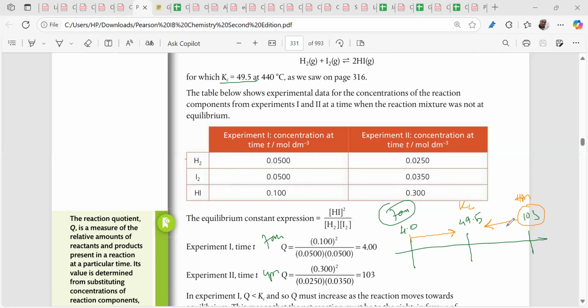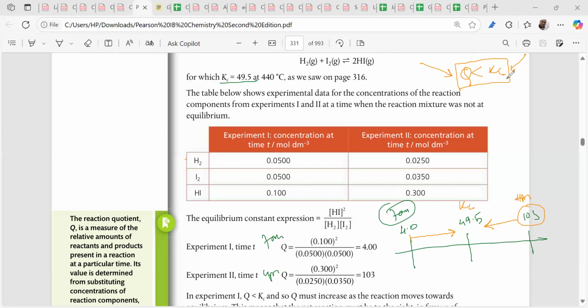So always try to know that if the reaction is moving in the forward direction, always write this: Q will be less than Kc, right? Is it clear? Have this clear, because you will be seeing Le Chatelier's principle questions, right?